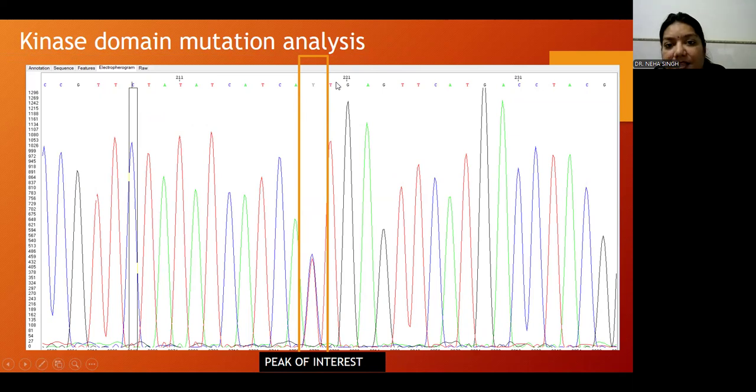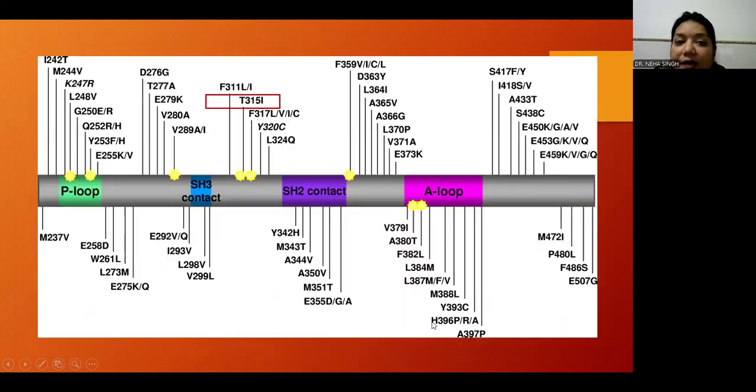Normally in the ABL sequence, you have an ACT. AC is represented by the blue peak, and this gets replaced by ATT, that is the red peak. So this is a heterozygous mutation where your ACT has been replaced by ATT. And what does that become? That becomes T315I, where at position 315, your threonine has been replaced by isoleucine and is located between the SH2 and SH3 contact residues.